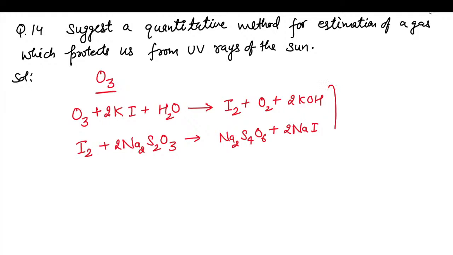So to estimate ozone quantitatively, what do we do? See, ozone is titrated with potassium iodide solution, and ozone oxidizes potassium iodide into I2. This I2 liberated during the reaction is titrated against a standard solution of sodium thiosulfate using starch as indicator, and therefore in this way the amount of ozone can be estimated.